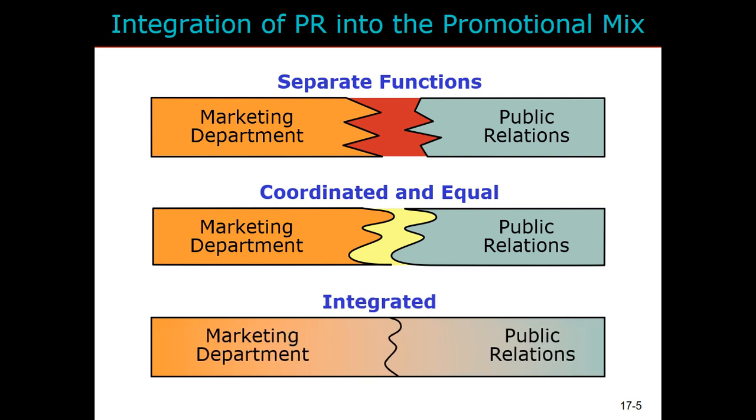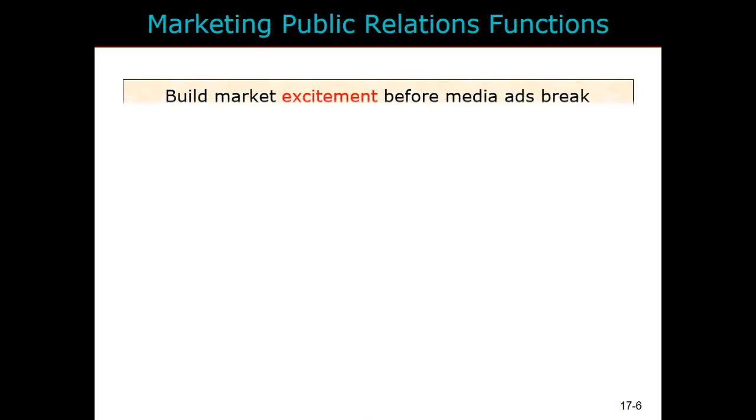Sometimes your PR people and your marketing people are not working together. In some companies, they have separate functions; they're not joined. In other companies, the better run companies, they have PR and marketing departments that are coordinated and equal. They're still running separately, but they're coordinated well, so you achieve some synergy. It's best if you can have an integrated PR and marketing department, working together in sync, seamlessly, to achieve your promotional and PR goals.